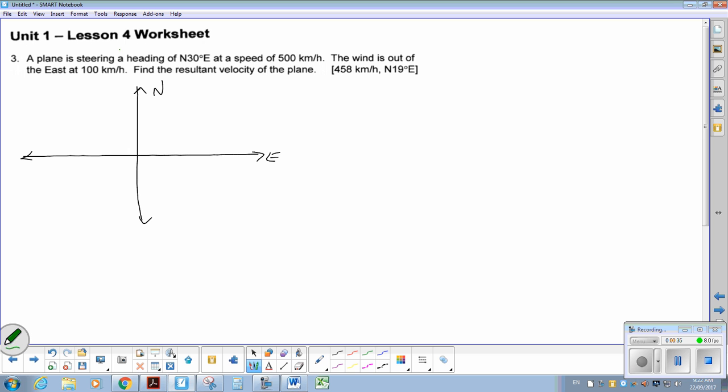It says a plane is steering, so that means that's the way the plane is pointed. I'm going to call that my p vector. That's the plane's direction, north, 30 degrees east. So that's going to be right here, and it's at 500 kilometers an hour.